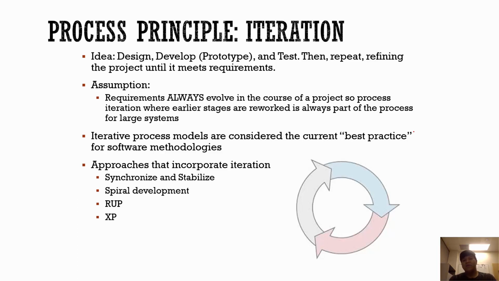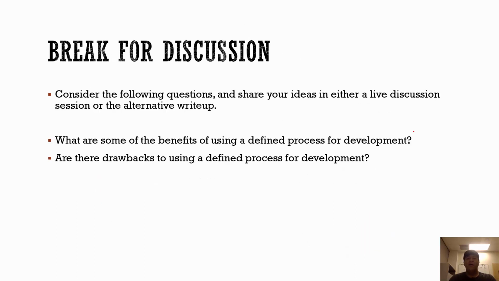So there are plenty of approaches that use iteration. Let's see here: synchronize and stabilize, spiral development, RUP, XP, extreme programming. There are a bunch of different ones. Some of these we'll talk about a little bit more, like spiral or RUP, but I won't spend too much time now. So just some questions for you guys to think about.